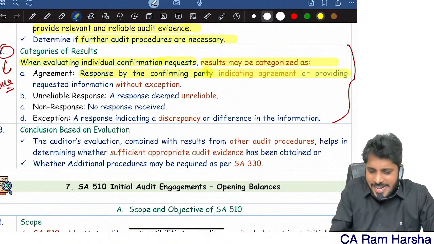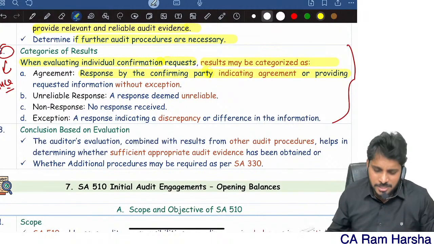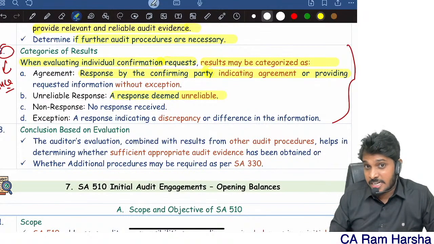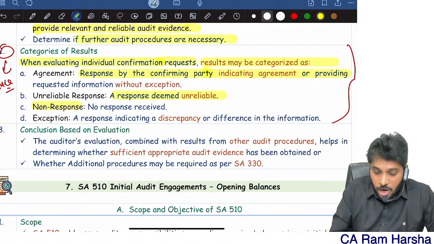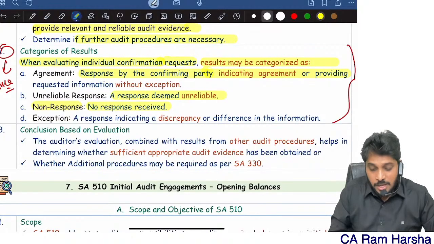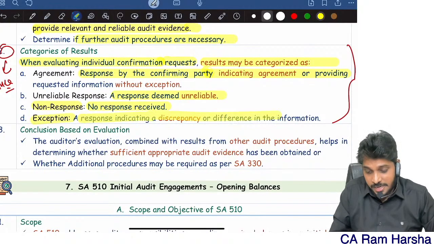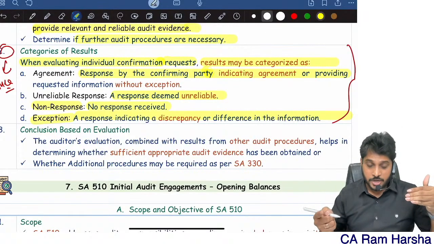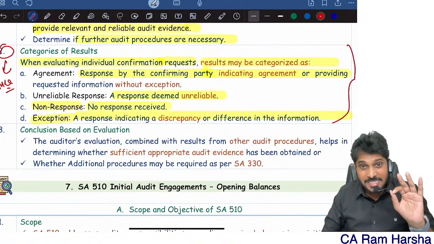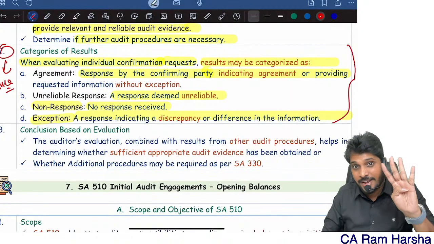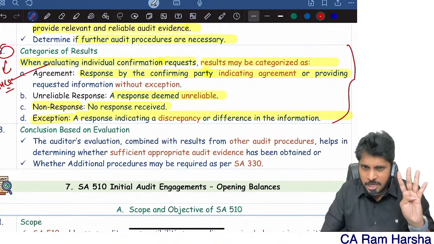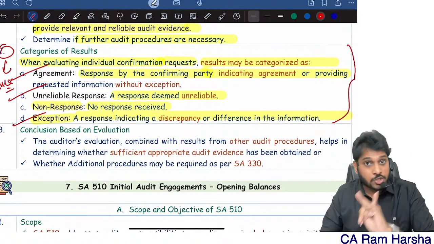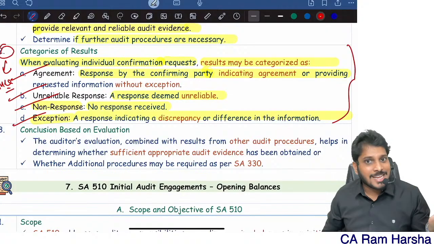Response by third party indicating agreement: third party responded, everything is matching. Or a response where you felt it is not a right response, you felt unreliable. Or non-response: third party did not respond. Exception: third party responded, but a difference is there in the information, like he gave some other information which is not matching with your records. So the result of external confirmation can be 4 categories. 1, agreement by third party. 2, disagreement by third party. 3, third party reply is not reliable. 4, he didn't reply at all. That's it.